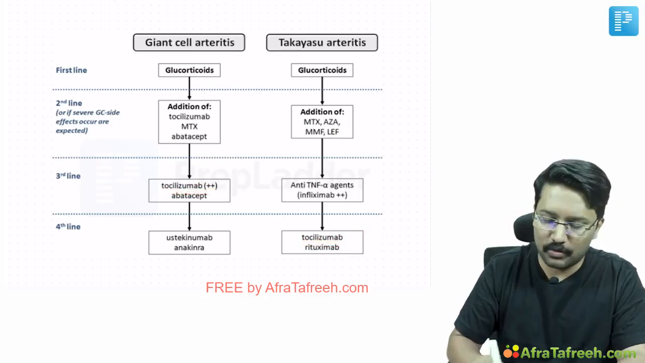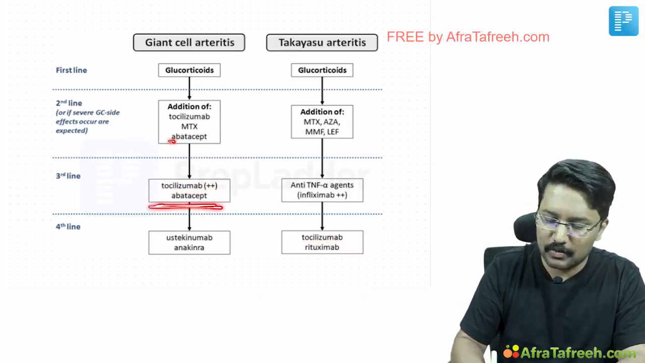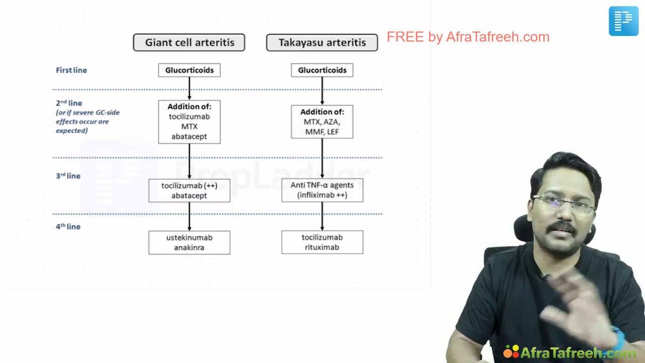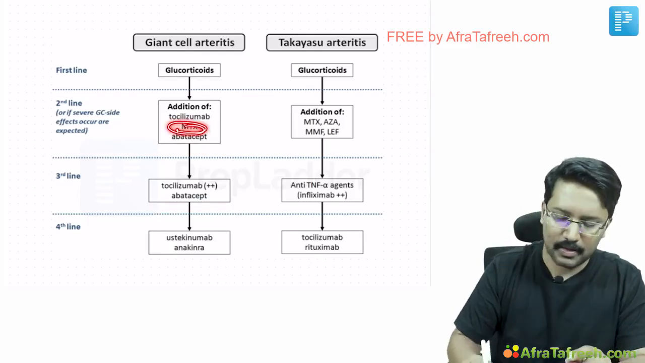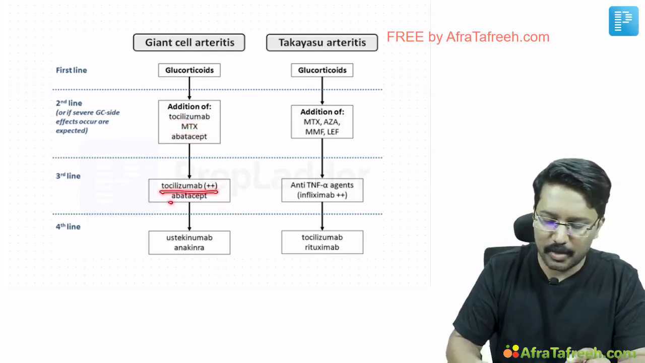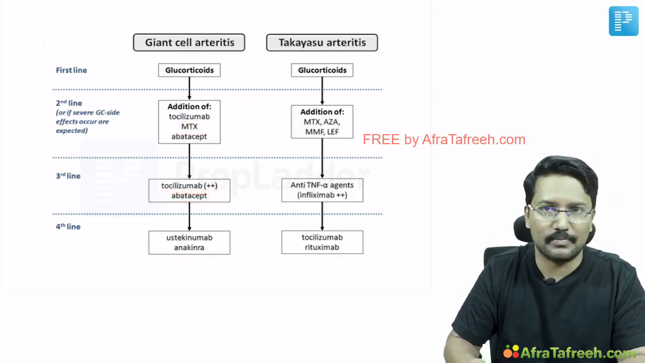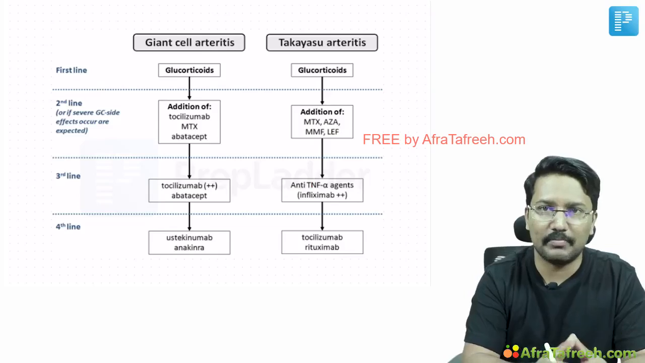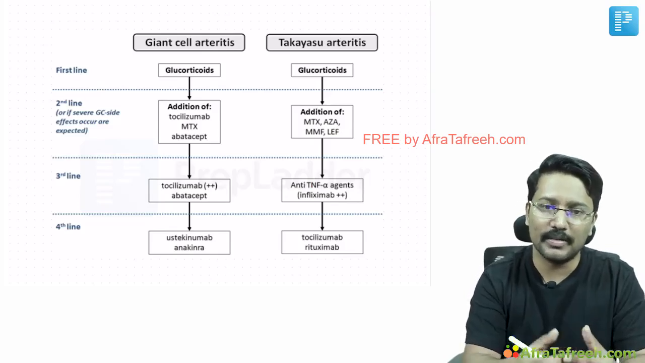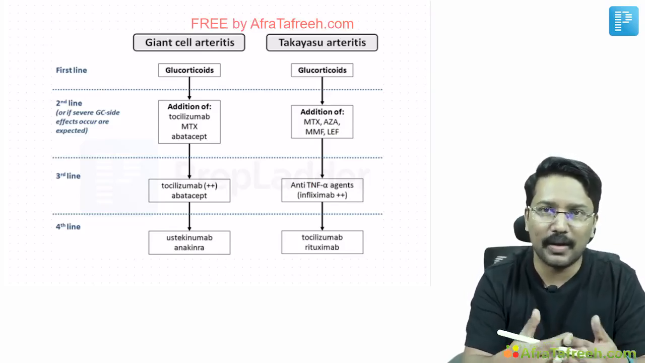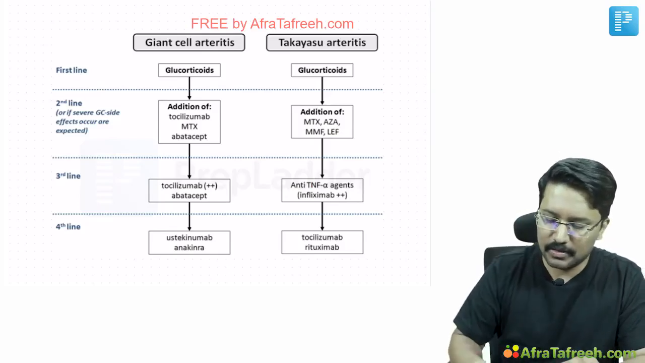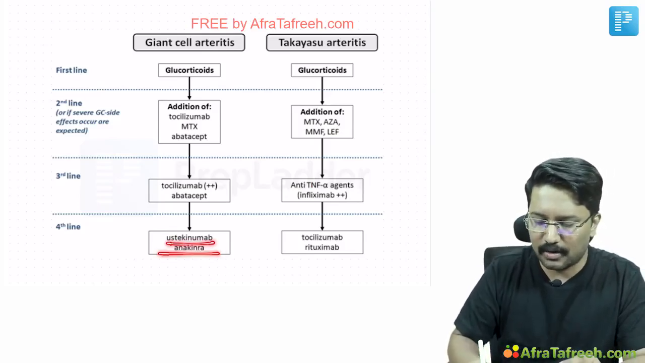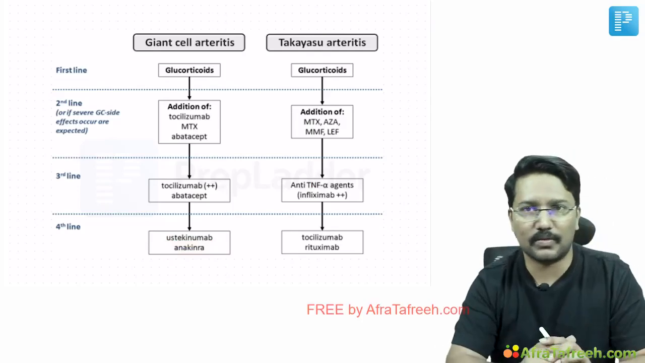And there is also an important role of abatacept, right? Abatacept can also be used as a second line agent. So if you had started with methotrexate as a second line agent, then maybe you can introduce tocilizumab or abatacept as the third line agent. Okay. If toci fails, we already know toci and abatacept are more effective than glucocorticoids. If they also fail, and the patient continues to have disease activity, in such a situation you can use ustekinumab or anakinra. Those are our last resorts.